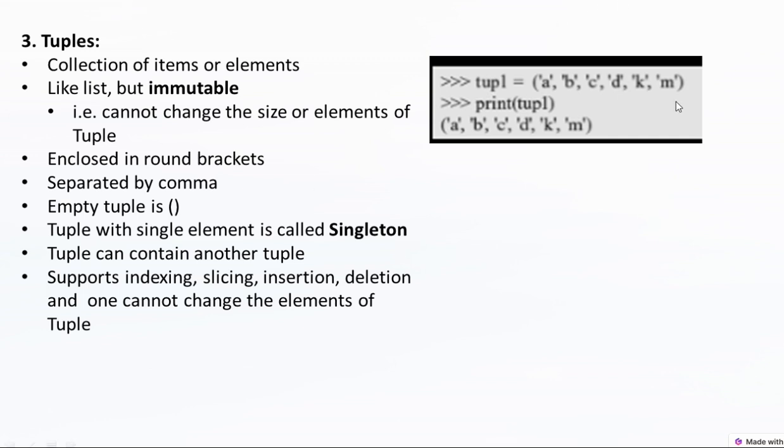Now coming to tuples. Tuples are the same thing as lists, but they are enclosed within parentheses. Lists are mutable but tuples are immutable. Remember this: tuples are like lists, but immutable. That means you cannot change the size or elements of the tuple. It is enclosed within round brackets. If you have a tuple with only one single element, we call it a singleton. And a tuple can contain another tuple. Here also it supports all these features: indexing, slicing, insertion, deletion. The only thing is, you cannot change the elements of a tuple. I'm giving a detailed video on this in the description box.